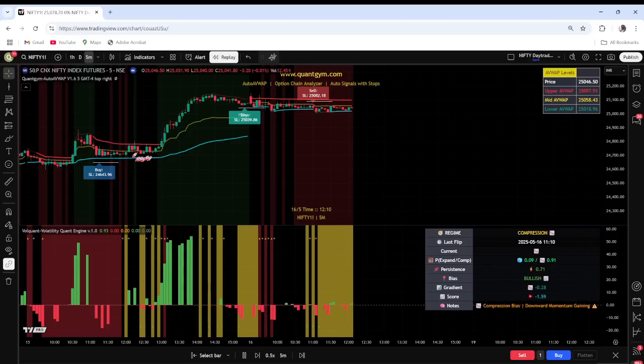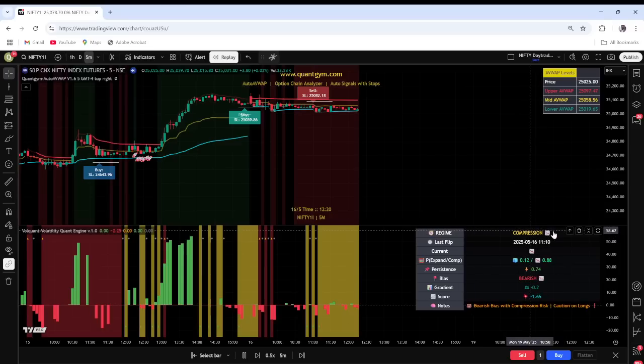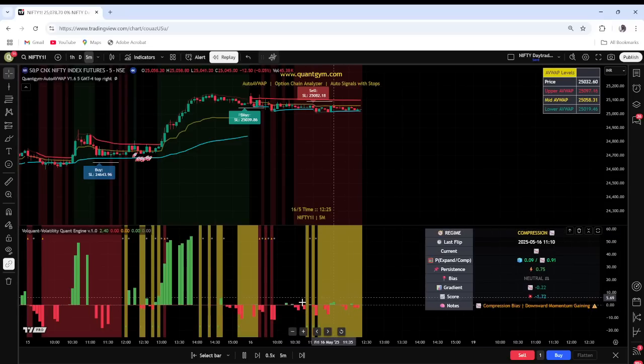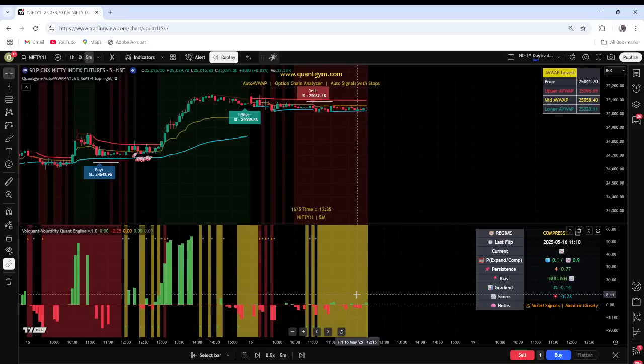If it's a congestion zone, your bias, bullish or bearish, will not work. Regime is compression. So nothing will work. Don't trade. In fact, the only trade which you can do here is, if you are an option seller, sell a straddle or a strangle and sit tight.